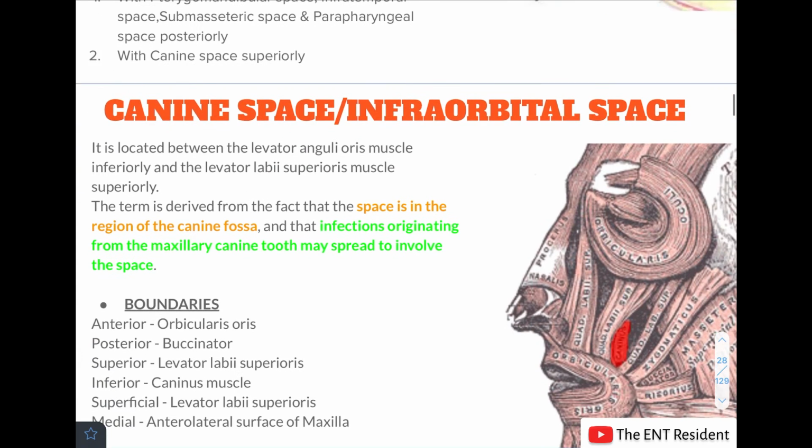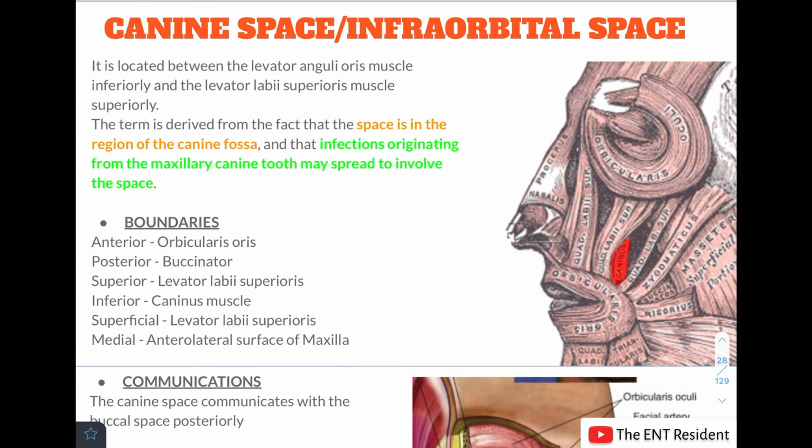Next we move on to the canine space, which is also known as the infraorbital space. Now this space is located between the levator anguli oris muscle inferiorly and the levator labii superioris muscle superiorly. You can see in the picture over here, this red colored region is the canine space. This term is derived from the fact that the space is in the region of the canine fossa, and infections originating from the maxillary canine tooth may spread to involve this space.